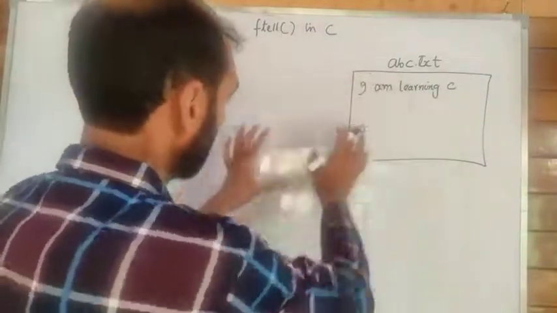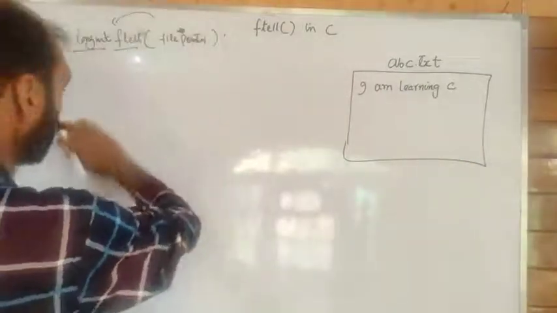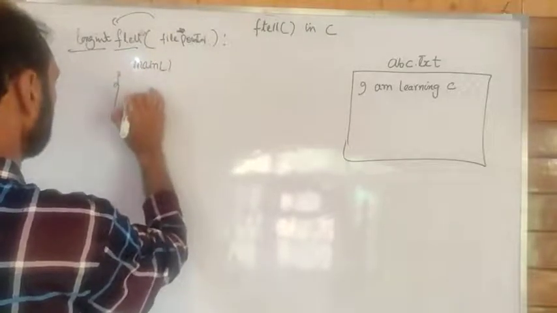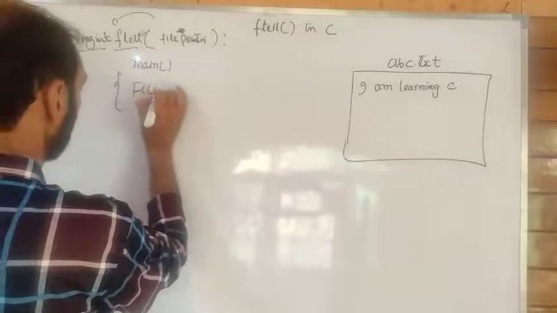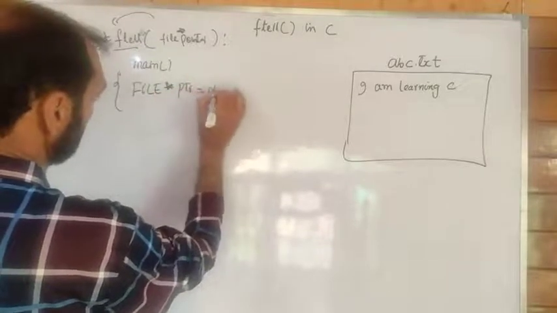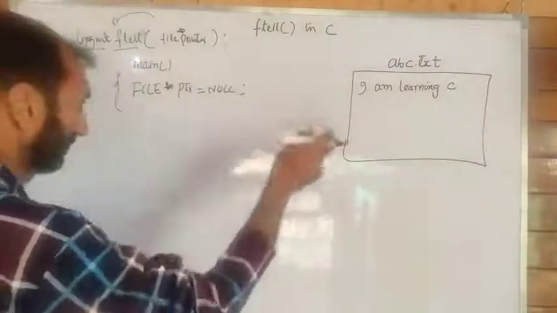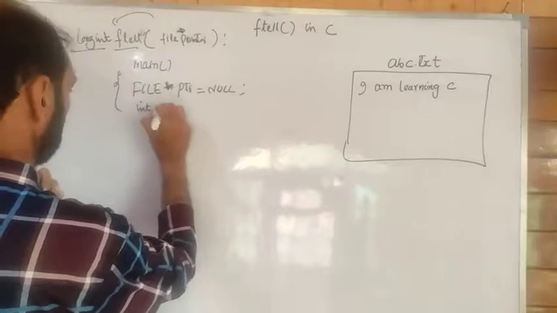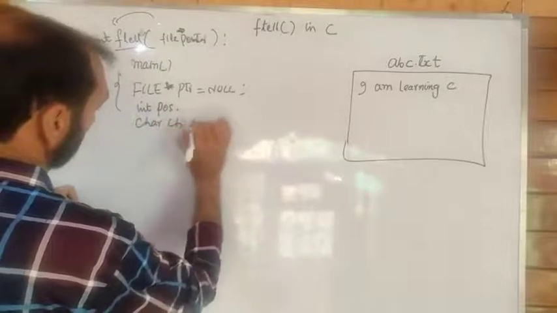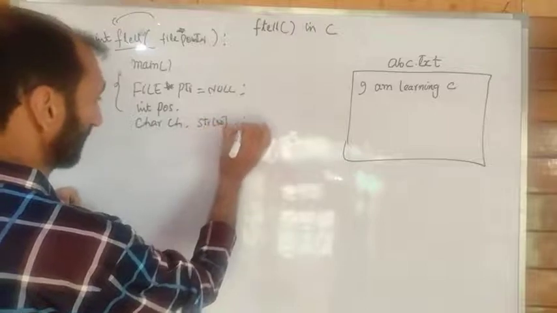So now, with the help of a program, we will discuss its working. For example, here I am going to write a program, main, and after main, first of all, we will create the file pointer ptr and initialize it with NULL. And now char ch and char str[30]. These are the two variables which I am going to declare here.